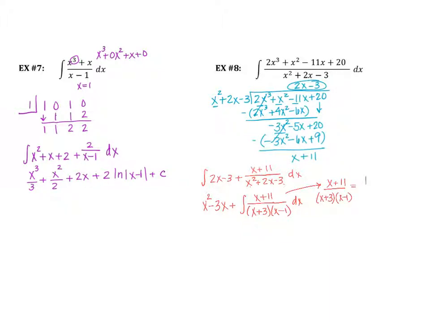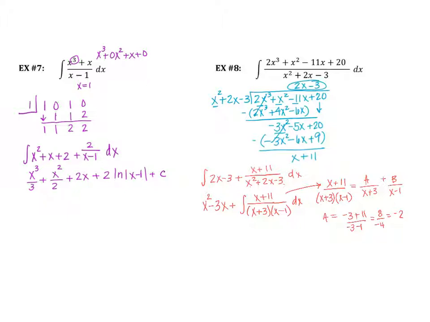And we're going to say that's equal to some value over x plus 3 plus some value over x minus 1. Now let's go ahead and solve for a. We need to plug in a negative 3 plus 11 over negative 3 minus 1. And so that's going to give me 8 over negative 4. So that's going to be a negative 2 for a.